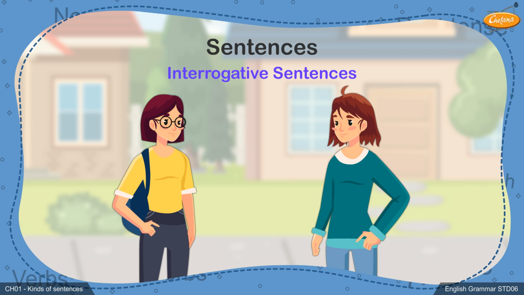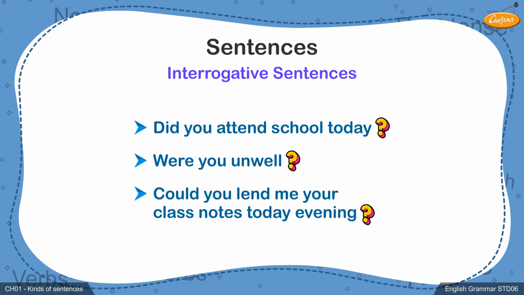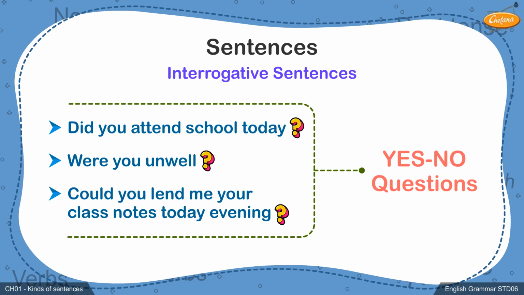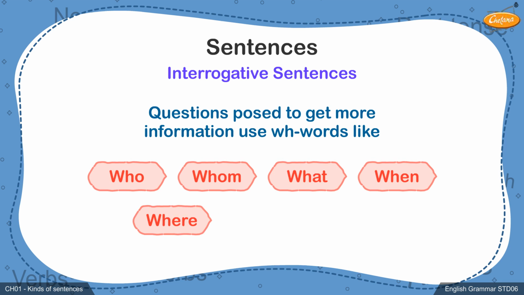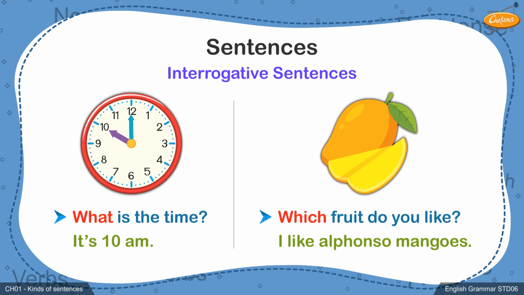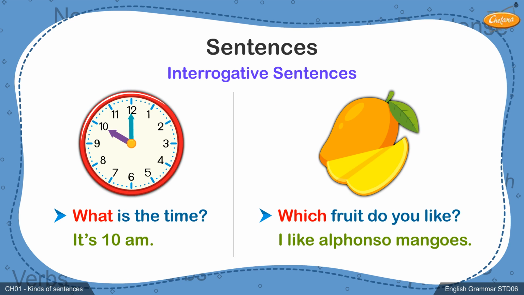See you soon." Notice the questions exchanged between Sakshi and Priya. All these questions have been answered using a simple yes. Hence, these are yes-no questions. Some questions are posed to seek more information regarding a subject. These questions use WH words like who, whom, what, when, where, which, how, etc. Hence, they are called WH questions. Such questions cannot be answered with a simple yes or no.